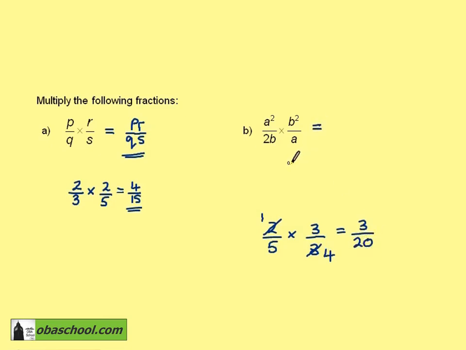Looking at this one, we can see there's some cancelling. b will cancel with b squared, leaving a b on the top. a goes into a once, and into a squared a times, leaving a 1 on the bottom and an a on the top. We then have a times b on the top, and on the bottom 2 times 1.